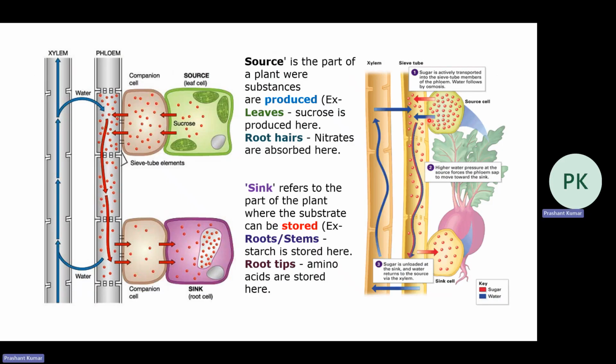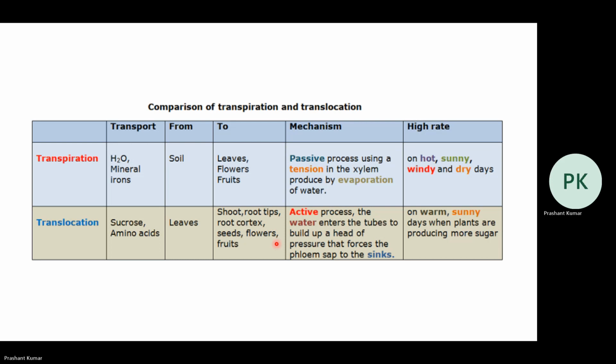Source is the part of the plant where substances are produced, like the leaf, right? Root hairs. Sink refers to the part of the plant where substances are stored, for example, root and stem. A question may be asked from here: the difference between transpiration and translocation. There are 5 differences given here. So let's check one by one.